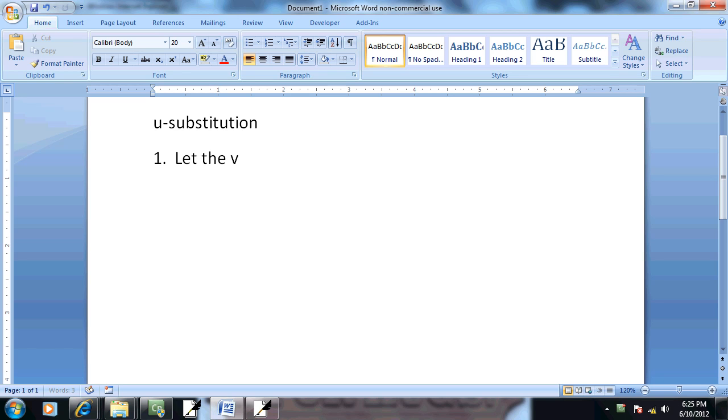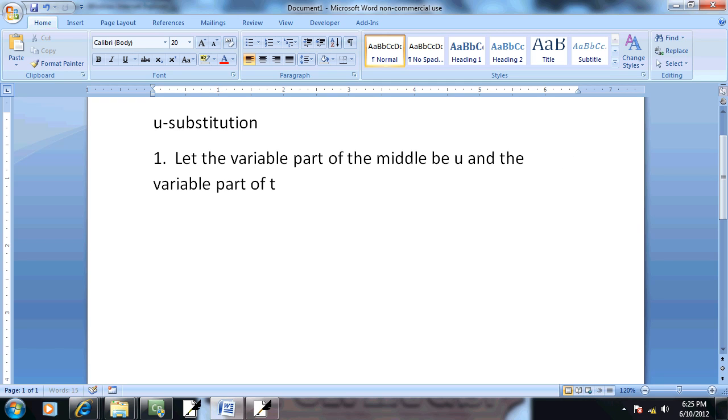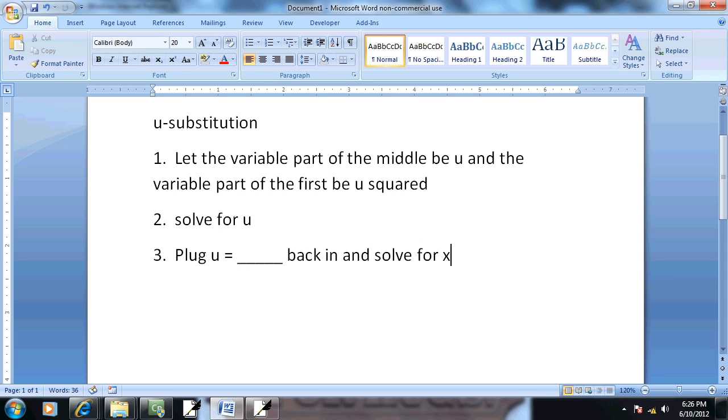Step 1, let the variable part of the middle be u and the variable part of the first be u squared. Then second step, solve for u. Then step 3, let u equals blank, plug u equals blank back in and solve for x. Now I say blank because it can be anything. It's whatever you let u equal to in step 1.